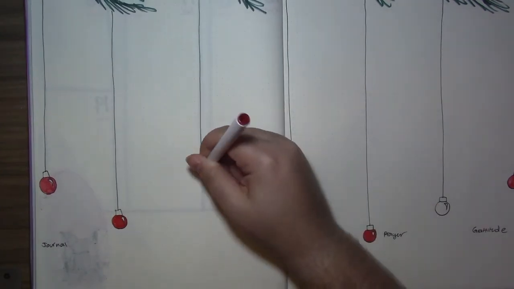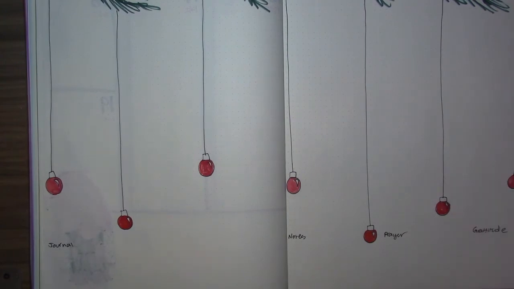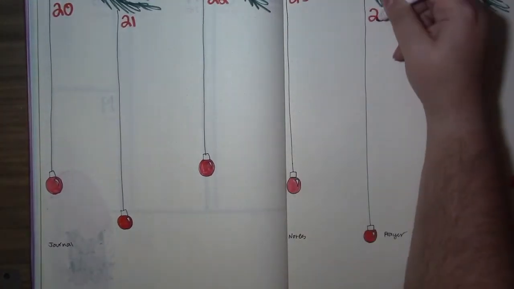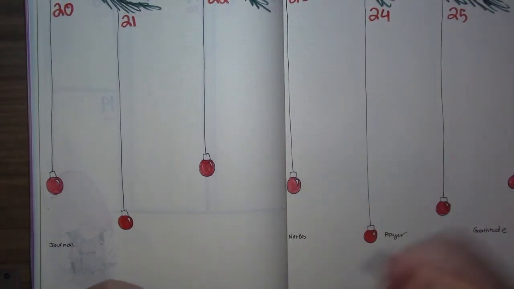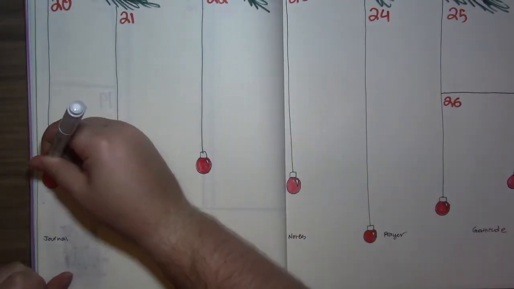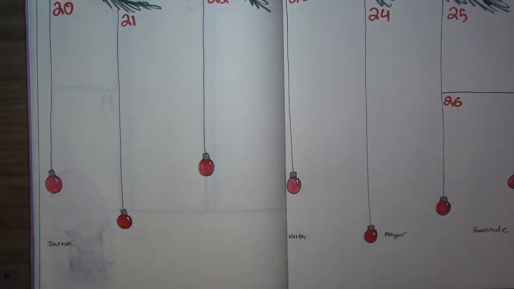I did something similar for my mood tracker just to keep each space really, really small in case I had to use that shade of red again. I added the dates in red as well and used some gray for the silver at the top of the ornaments.